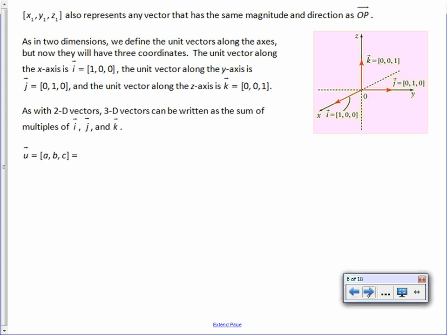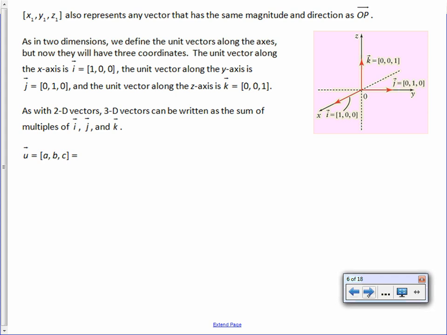Just like we were saying, we had the building blocks of unit vectors i and j. We want to have another unit vector that goes in the same direction as the z-axis. So i, j, k. Okay, just kidding. No, not kidding. So we include k.